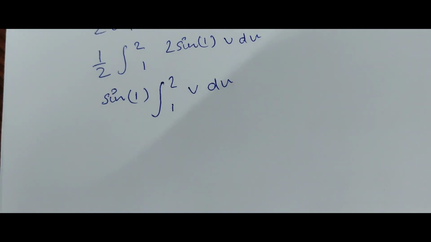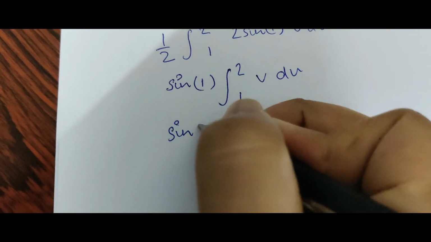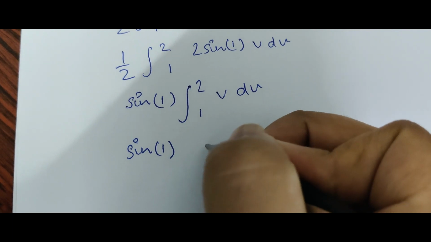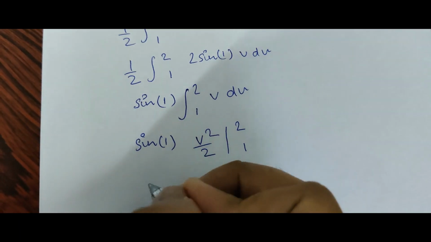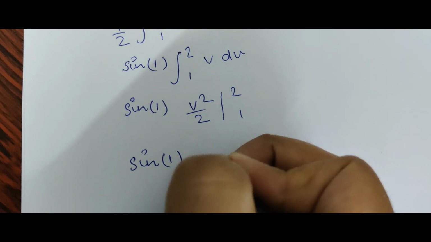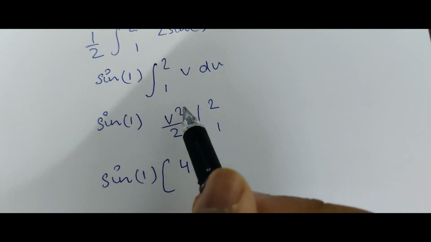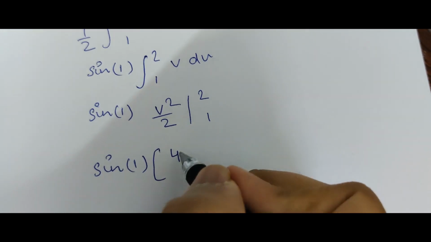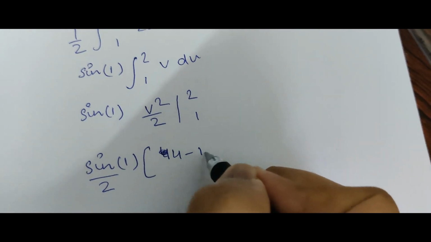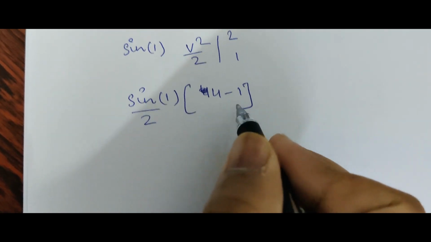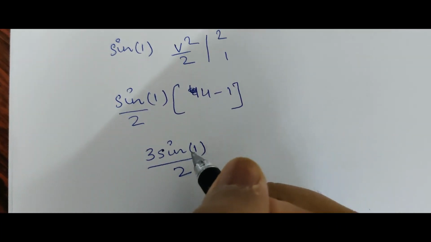Now this is just simple integration, this becomes sine 1, now this will be v square by 2, and we have 2 and 1, sine 1, it becomes 2 into 2 4 by, we'll just take this 2 outside, 2 4 minus 1, which becomes 3, so it is sine 3 by 2. So this is the answer.